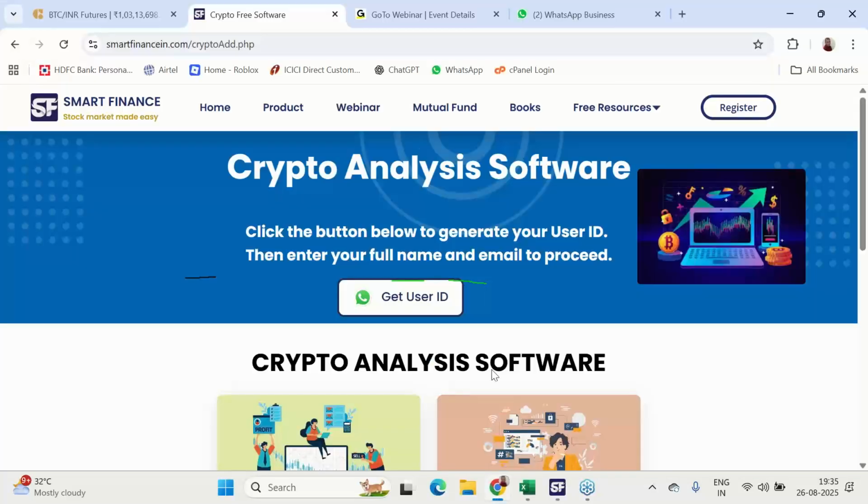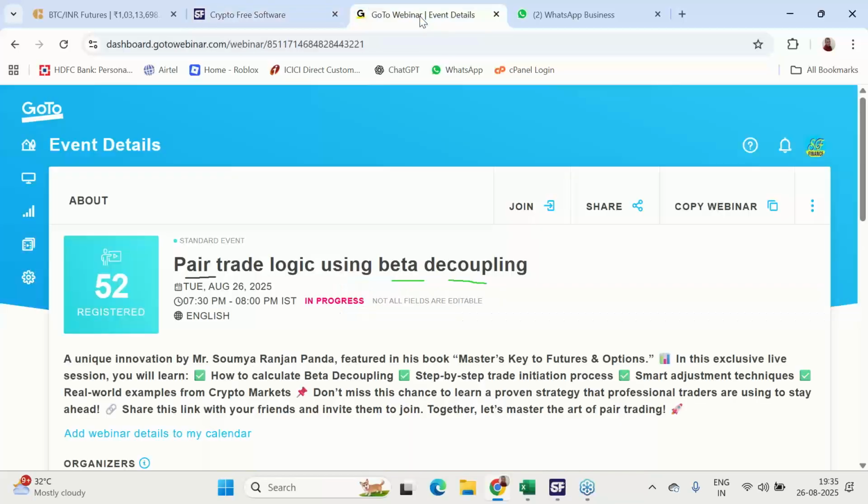Trade in the capital market. This particular method of pair trade has been innovated by me. Myself, Soumyaranjan Anna, this is my native state's name or family name. So here you can say I am the innovator of this particular method. I innovated this method in the year 2005.